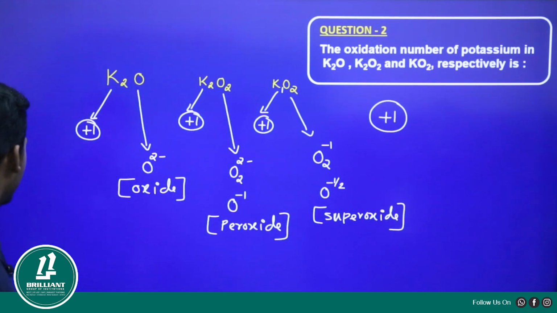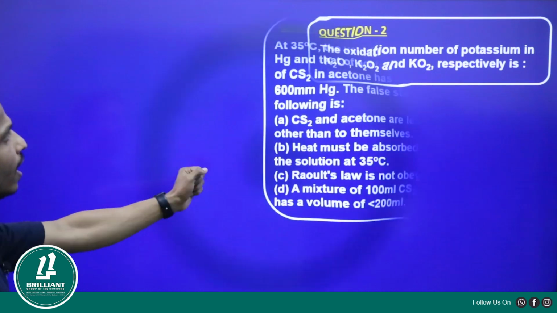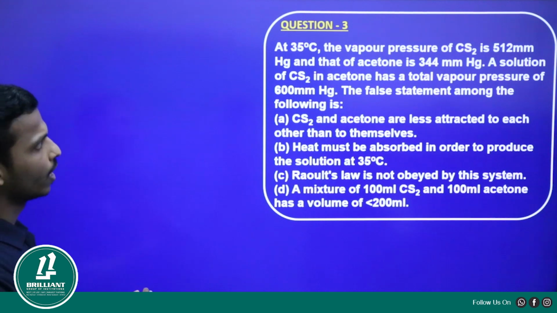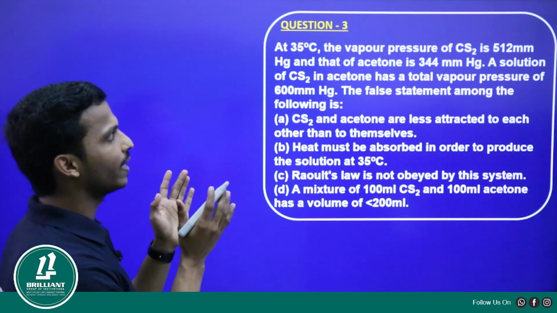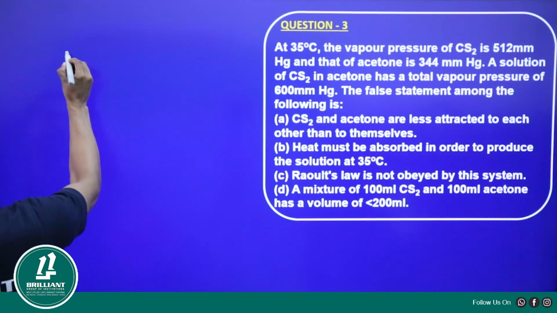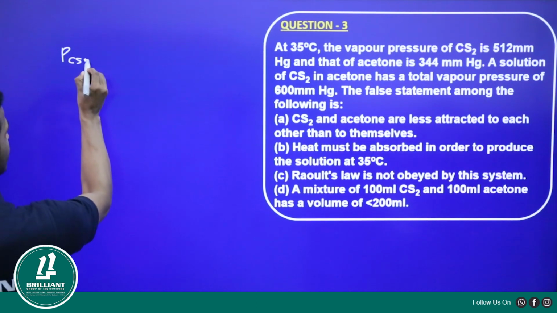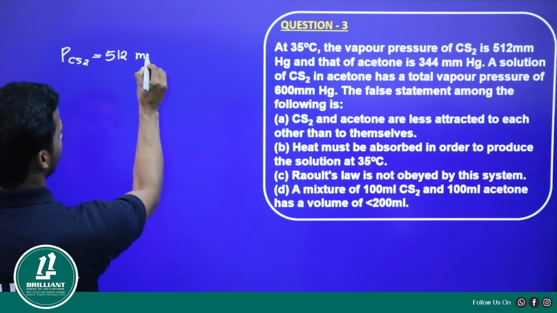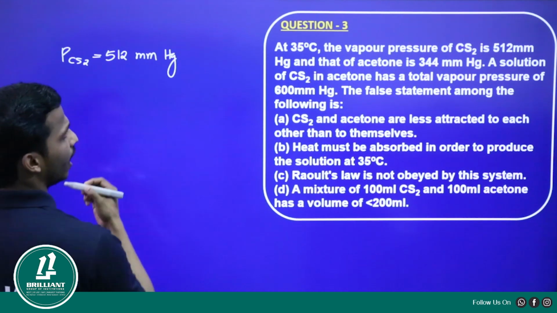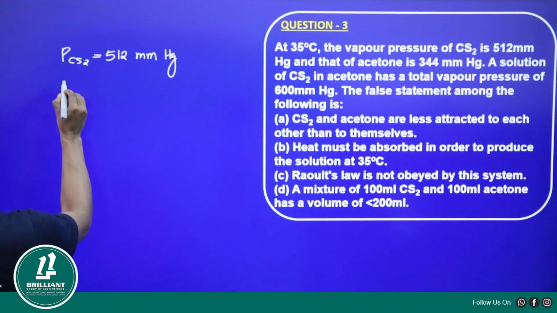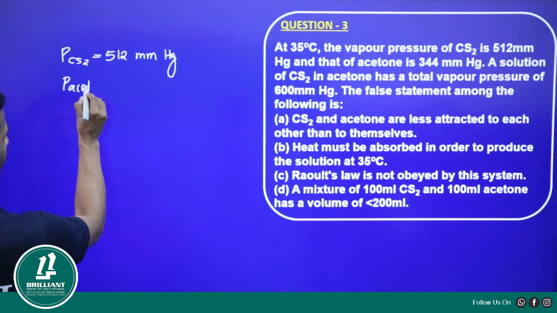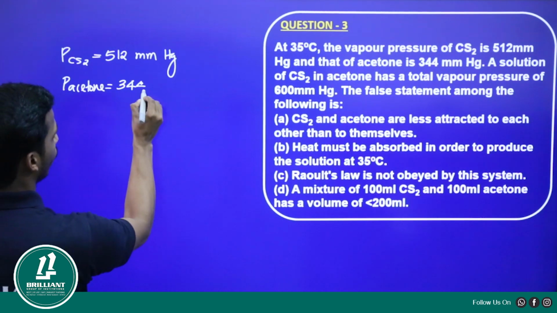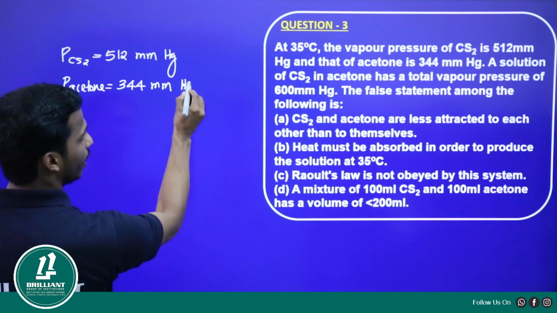Okay, let's go to question number 3. Here we have, at 35 degrees Celsius, the vapor pressure of carbon disulfide given. Let's write: the vapor pressure of CS2 is given as 512 millimeters of mercury, and the second one is acetone. The vapor pressure of acetone is given as 344 millimeters of mercury.